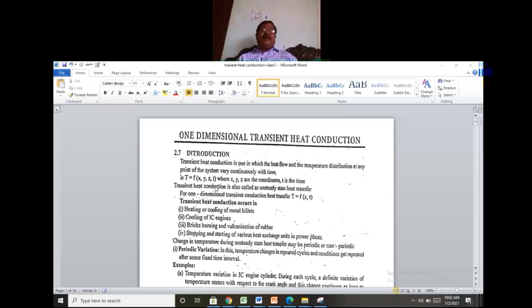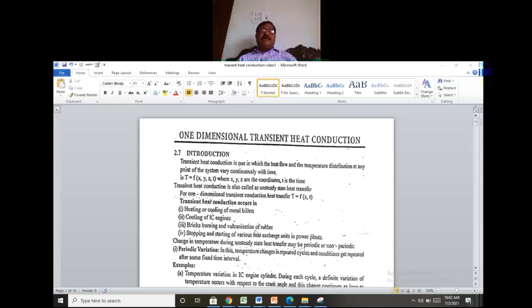X means one-dimensional transient. The temperature or the heat changes with respect to the x direction as well as with respect to time only. The transient heat conduction occurs in the heating and cooling of metal billets. As you all know, the metal billets are used for different purposes. And cooling of IC engines. In the IC engine cylinder and bore, there may always be a constant temperature at the time of running the internal combustion engines, like any automobile engine, like bikes, cars, or anything you consider. Also bricks burning, and vulcanization of rubber.